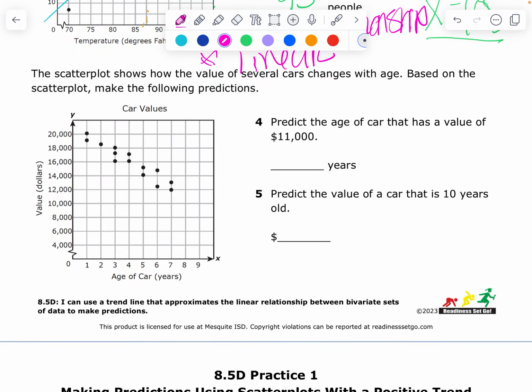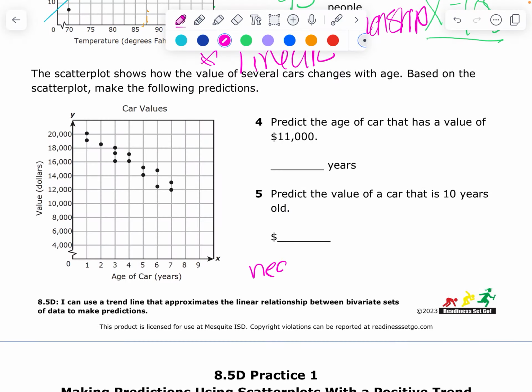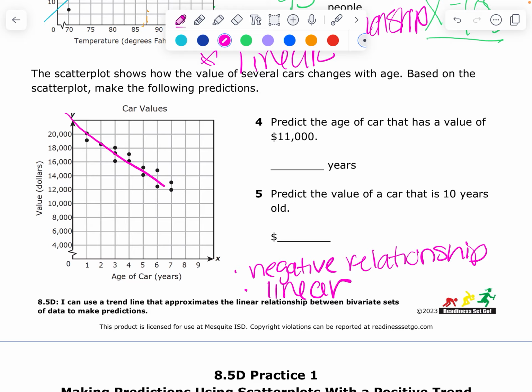All right, let's look at the next one, and we'll start out with that. The points are going down. So this is going to be a negative relationship. And it also looks linear. It doesn't have any curves. Okay, so now we're going to draw the line that best fits us. So let's see. That's kind of a good line. It might be a little off.